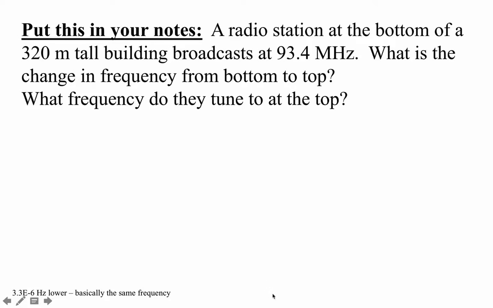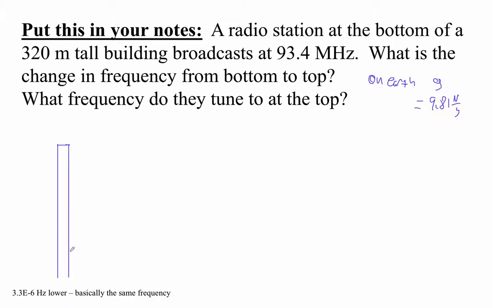Here's a puzzler for you. A radio station at the bottom of a building, and let's just assume we're on Earth, right? So g is equal to 9.81 newtons per kilogram. What is the change in frequency from the bottom to the top? So we are on the top of the tower. Let's just imagine that we are up here, and this radio station's down here. So there it is, and this is 320 meters.